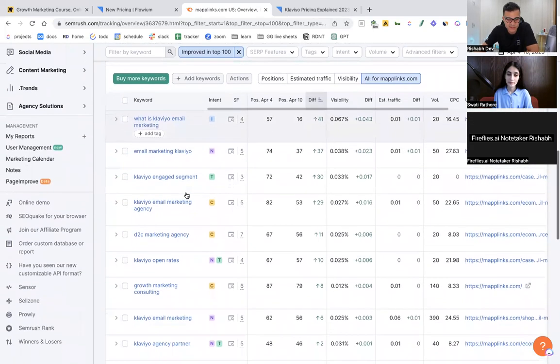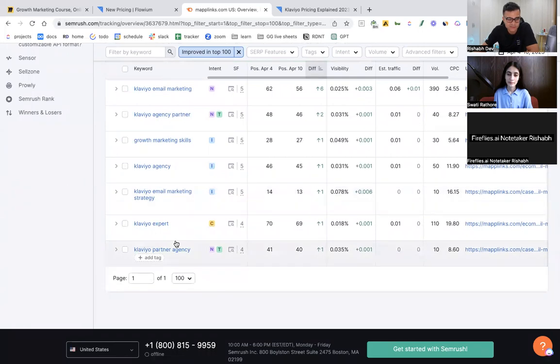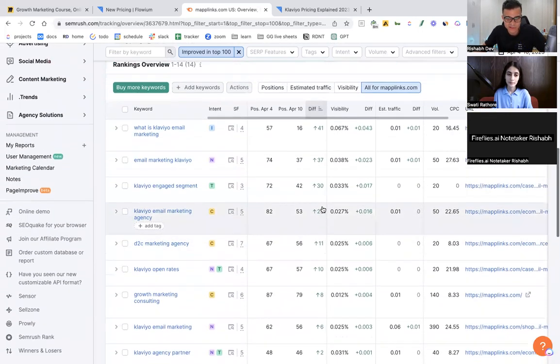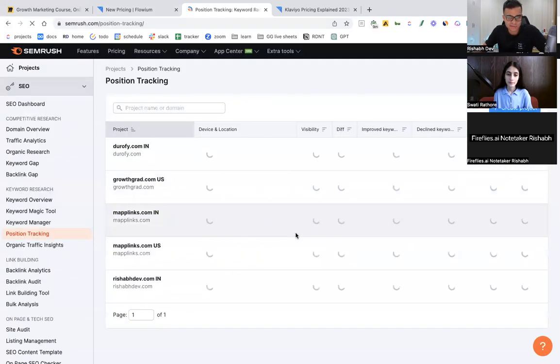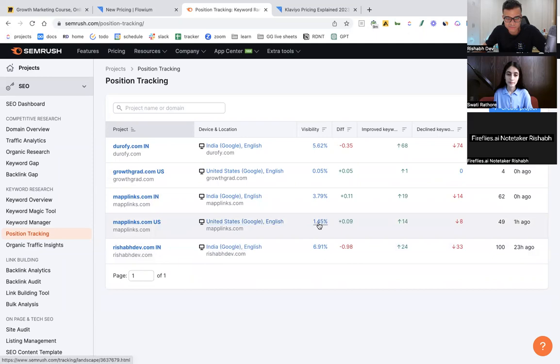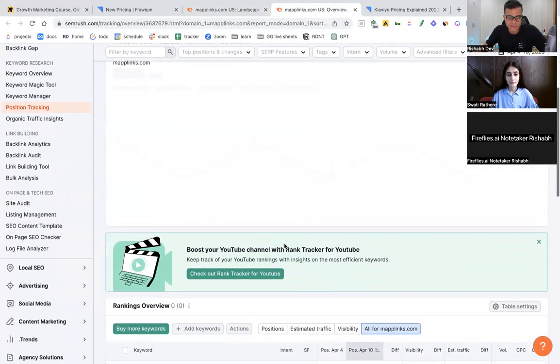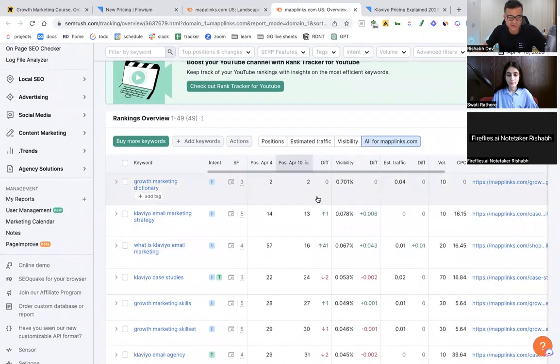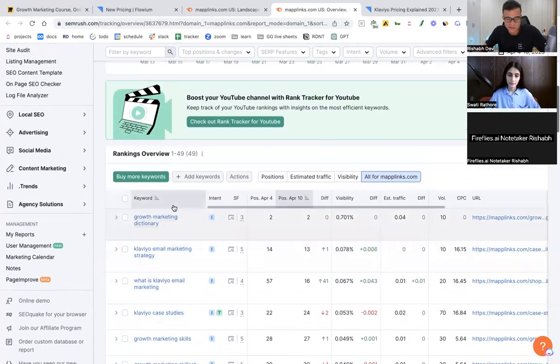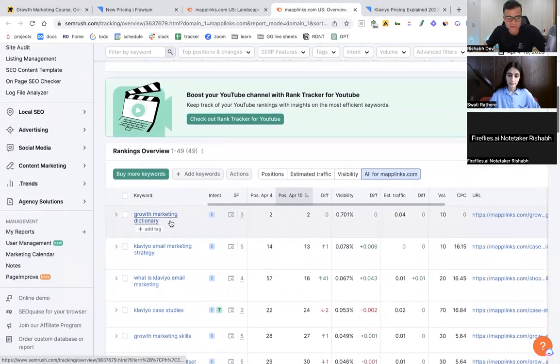These are the keywords that are literally just copied from Floium, right? Klaviyo email marketing strategy, we're already ranking on the second page of Google. Just started recently. So all these keywords are from, let me show you the positions as well. In 1 or 2 weeks, I've written content, obviously using ChatGPT, similar to the keywords that Floium has, and like growth marketing dictionary, we're ranking on the second result. Those kinds of things are different.